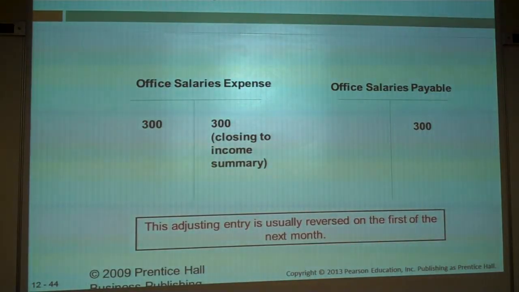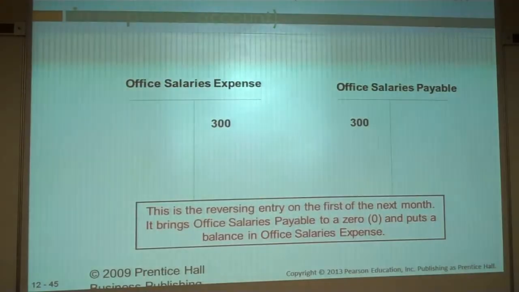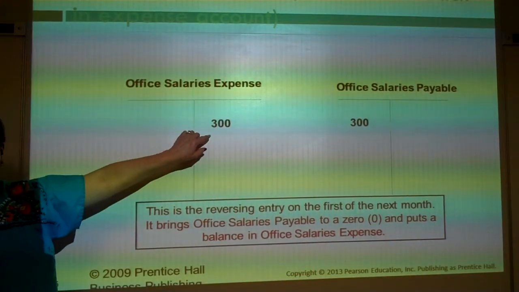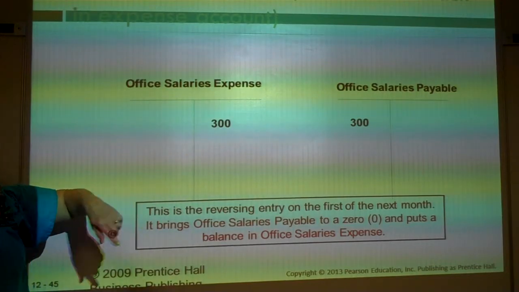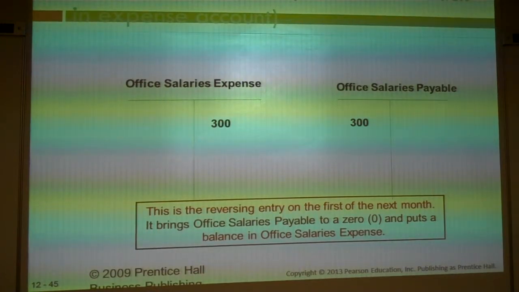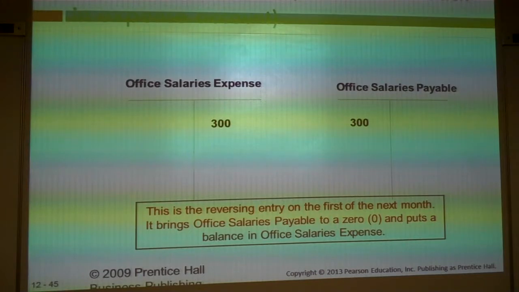And then when we do the closing entry, we're closing the expense, but we're leaving that payable amount up there. We close the expense to income summary. And then here's what the reversing entry looks like. Now for a while, we'll have that credited to the expense when we make the reversing entry, which is on the wrong side, isn't it? But when we pay the payroll, we don't have to remember that we had something in the payable. This is the reversing entry on the first of the next month. It brings office salaries payable to a 0 and puts a balance in the office salaries expense.